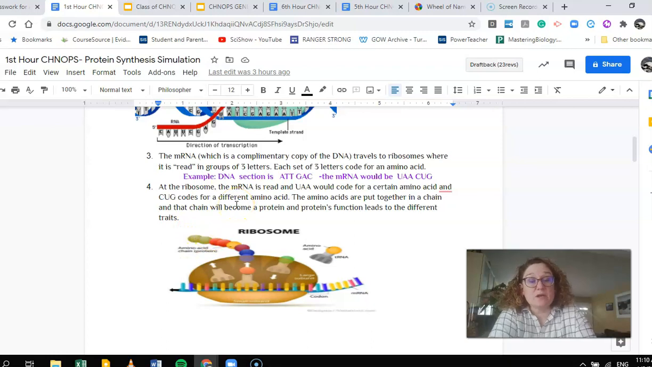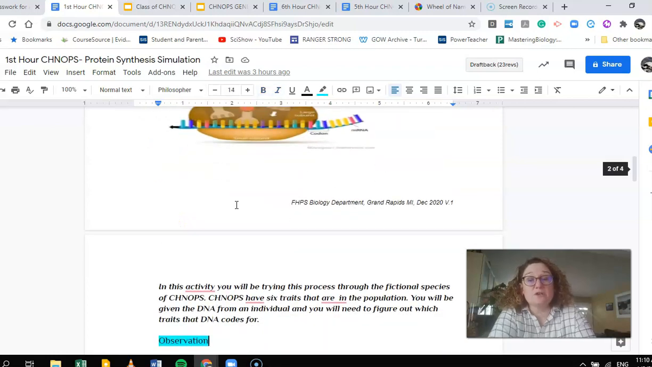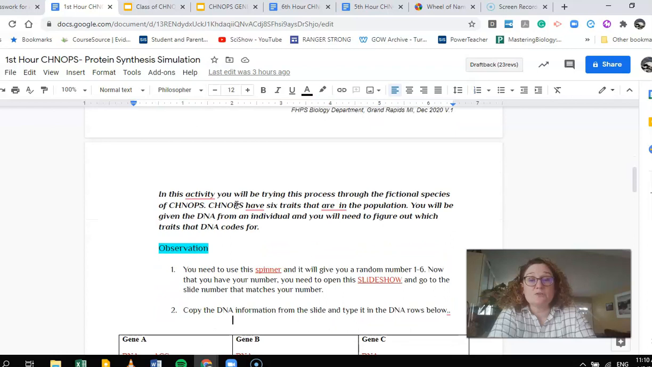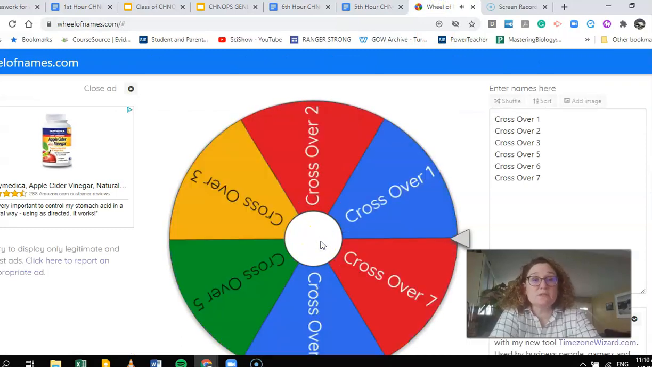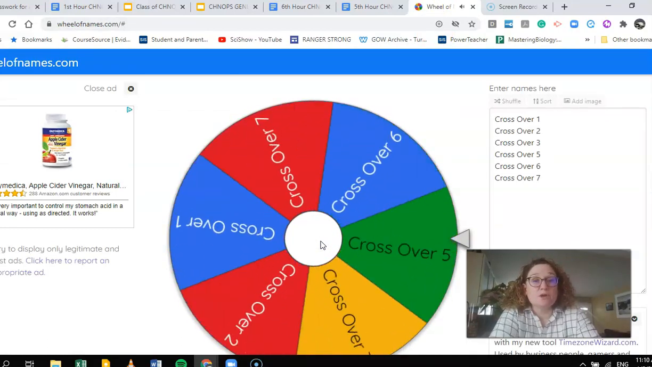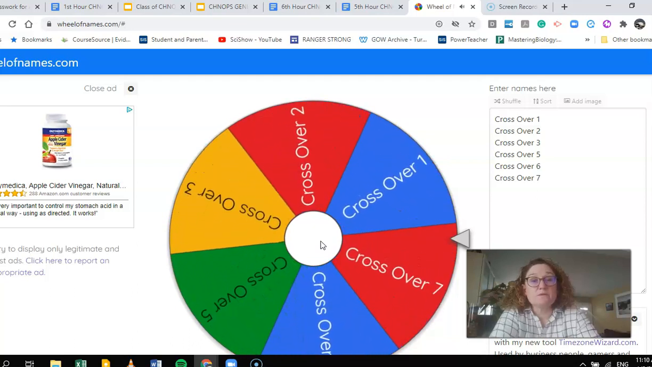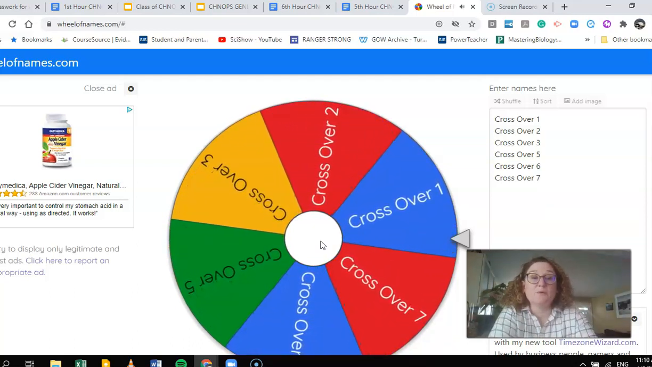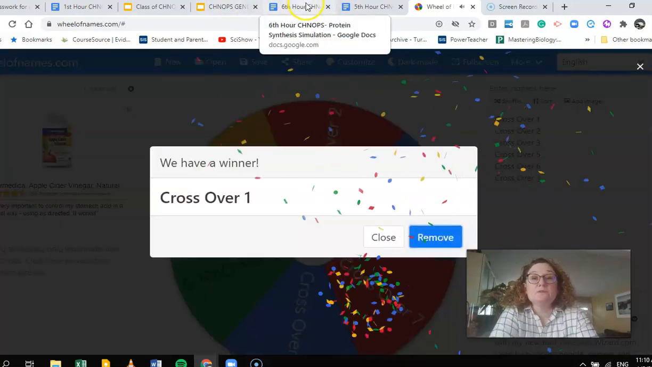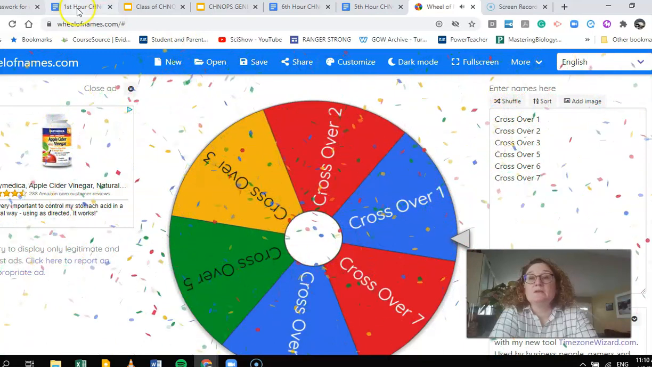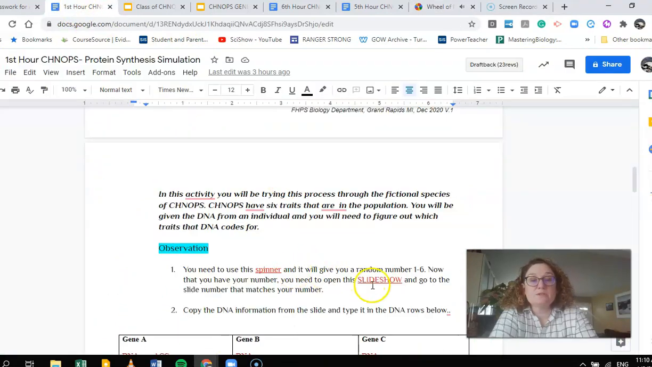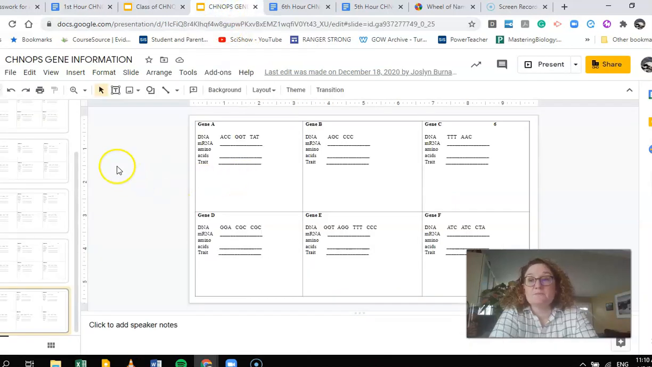Okay, this is just to get some practice with actually seeing how DNA makes traits. So the first thing you'll do is you'll click on the spinner. When you click on the spinner, you'll get this. Click and spin to get a number of which crossover you're going to use. So I got number 1. So then what I will do is I will go to the slideshow, and when I open my slideshow, I have this, okay?